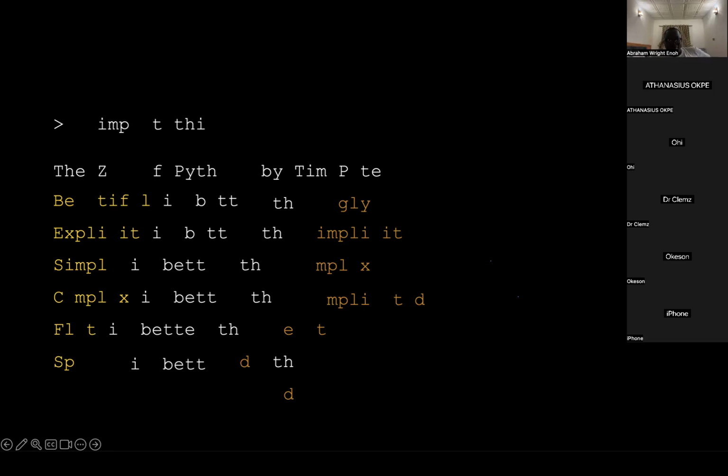Okay, let me check. Okay, space. Space is better than... Space is better than depth. There's a D before... TH.